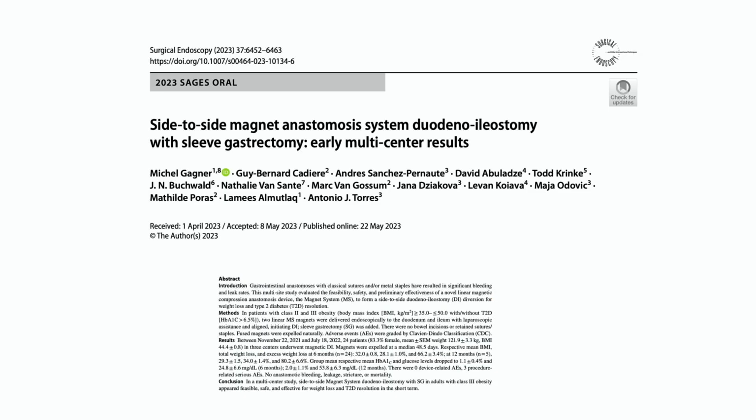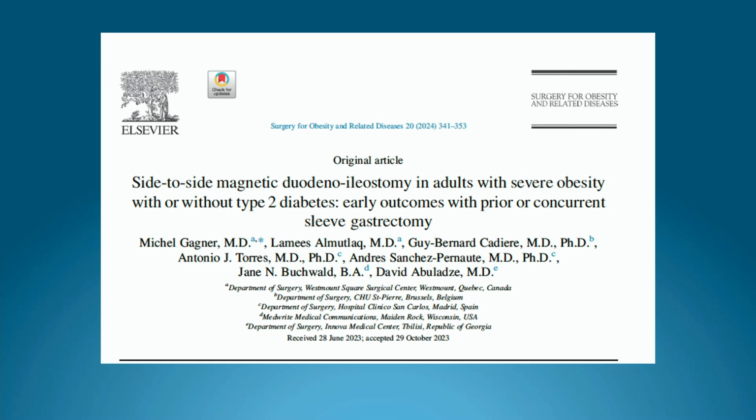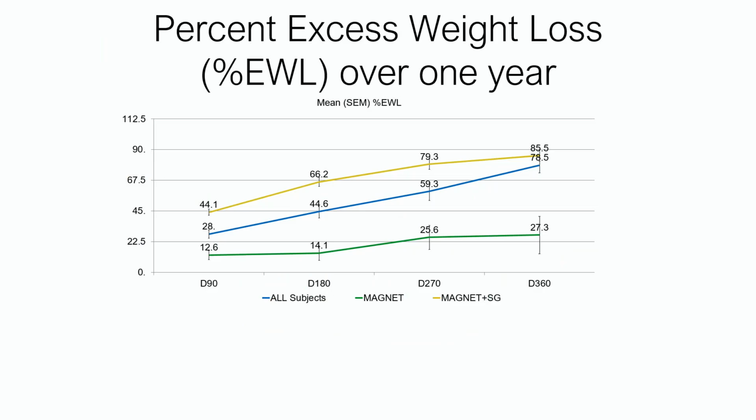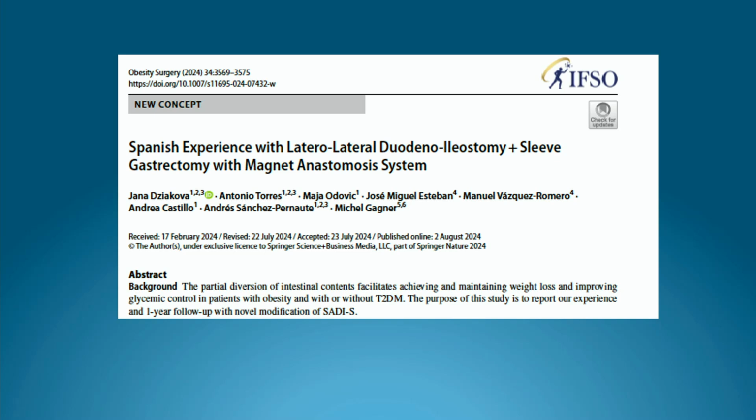We then embarked on a multi-institutional study involving 4 countries, like the team of Dr. Torres in Spain, the team of Dr. Cadière in Belgium, the Canadian team in Montreal, and the Tbilisi team in Georgia. We've had multiple studies, but to summarize, the patients who had sleeve plus anastomosis reached 86% excess weight loss. If the anastomosis was performed after a sleeve gastrectomy, they reached 27% excess weight loss. This was with the first generation device of 3 centimeters.